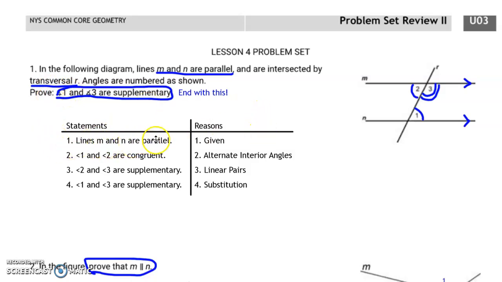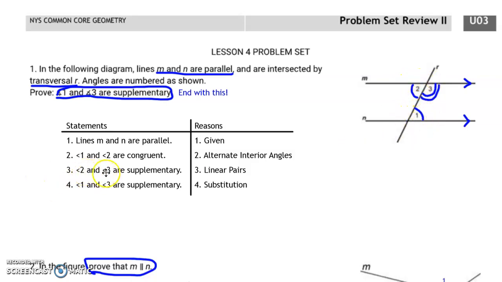First, we start off with M and N are parallel because it tells us that. Whenever you see something that says given, that's something that they told us, either in words or in markings on the diagram, which we'll see a little bit later. Angles 1 and 2 are congruent because of alternate interior angles. We know angles 1 and 2 are alternate interior angles. That's that Z theorem. It forms a little Z here.